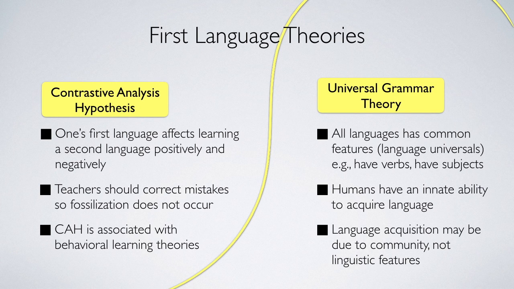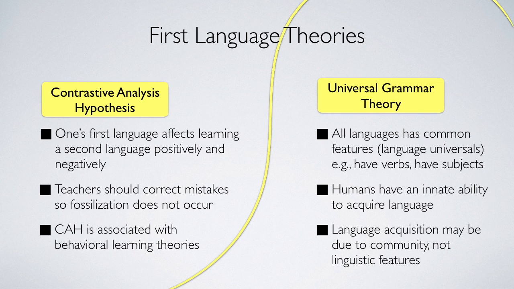The contrastive analysis hypothesis is associated with B.F. Skinner's behavioral learning theories. Skinner said that humans will work harder to learn things when they are given rewards. These rewards may be given through giving praise, as seen in our textbook on page 27, or in other actual objects, such as stickers and prizes.